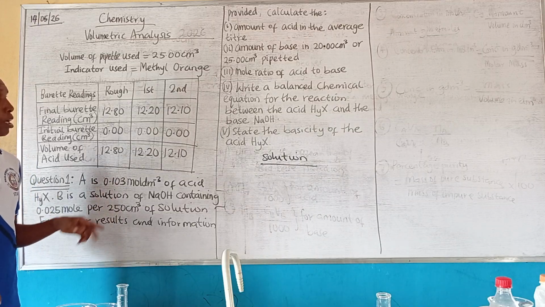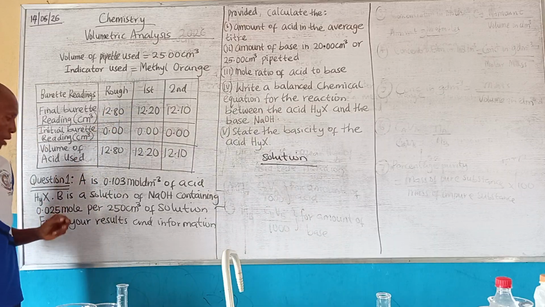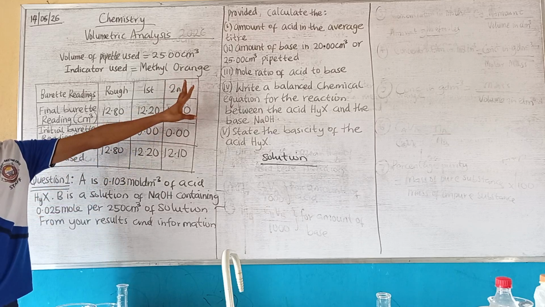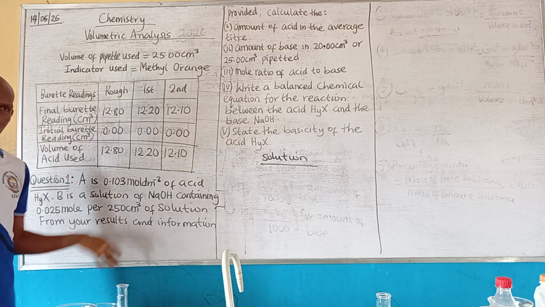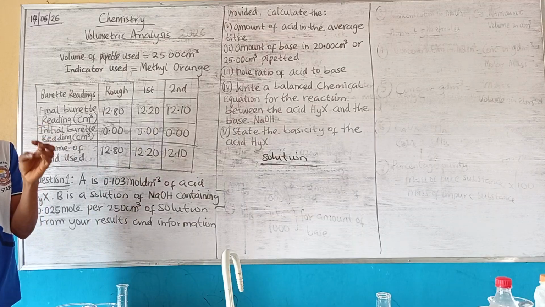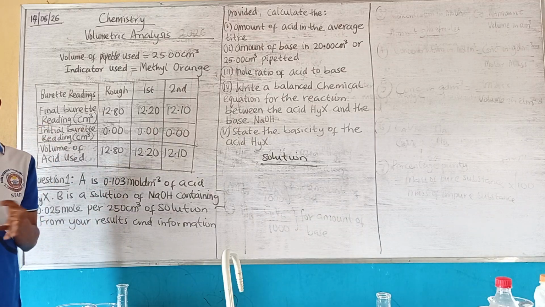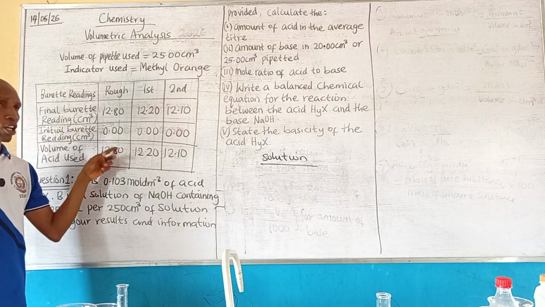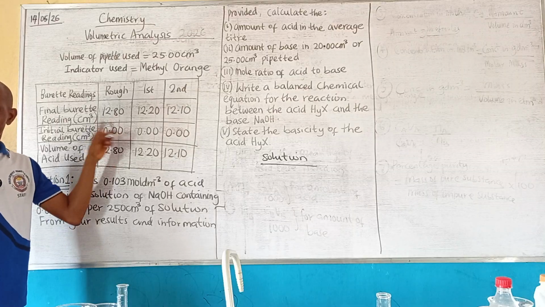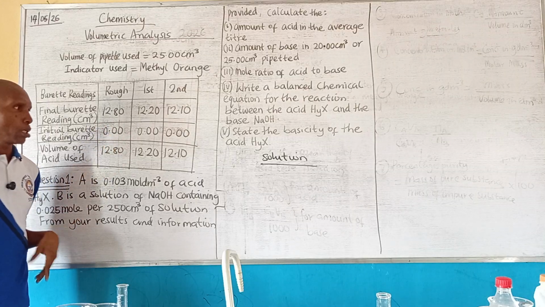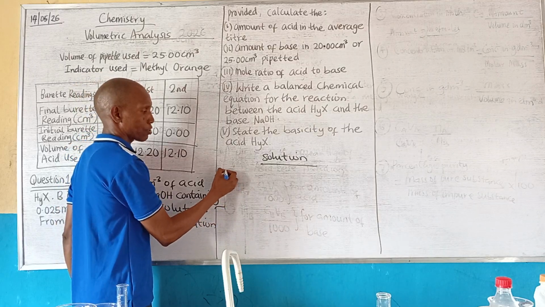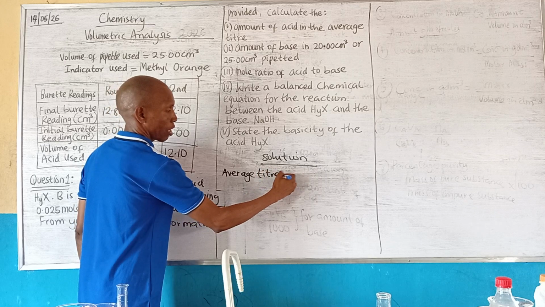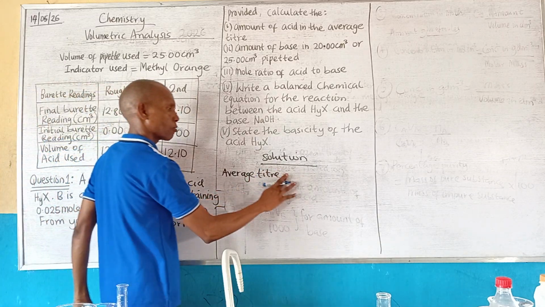Now, the first thing to do: the question will always end by saying from your results and information provided. Before you go into any calculation, first get your results ready and your information provided. There are two things you can get from your results: VA and VB. VA is going to be gotten from this titration table. You will normally be asked to look for the average volume of acid used. It's the same thing as average titer.